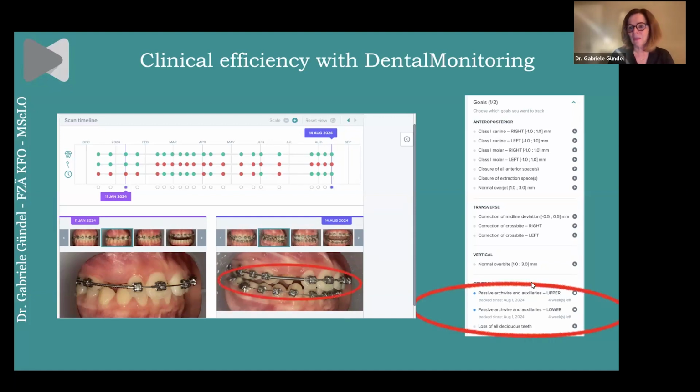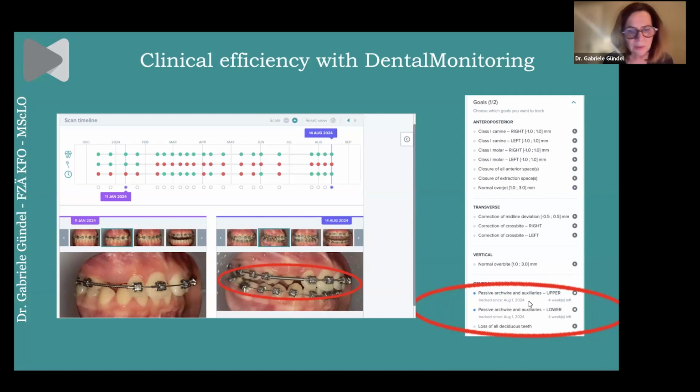So this is a look at this passive arch wire and auxiliaries also. Sometimes we have power chains or open coils or something like that. So also if these mechanics are passive, we get this information. Lastly, I would like to have an information after 7 weeks. And in many times, I get the information arch wire is not passive.